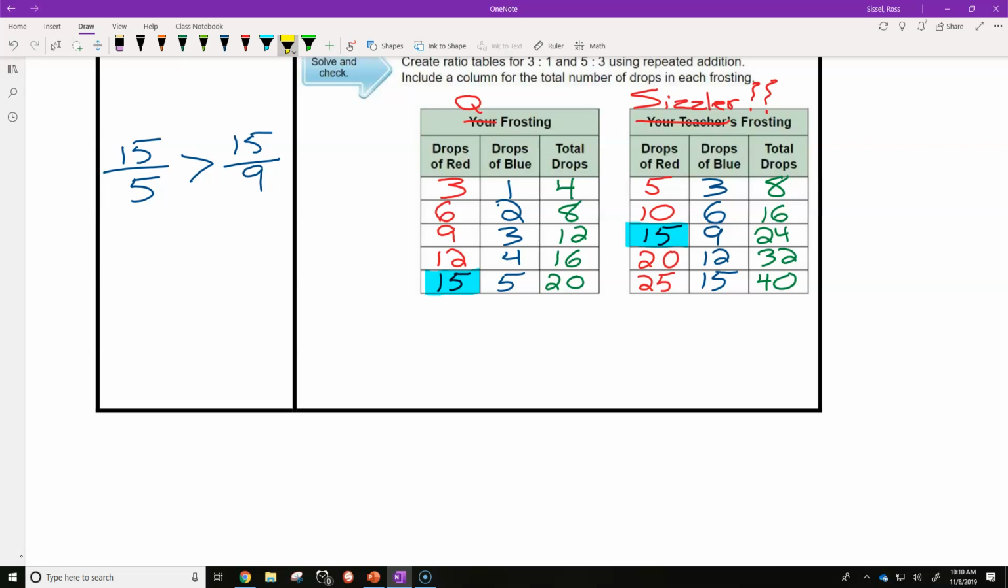What if we would have compared blue drops? Do we ever have the same number of blue drops? Hudson?